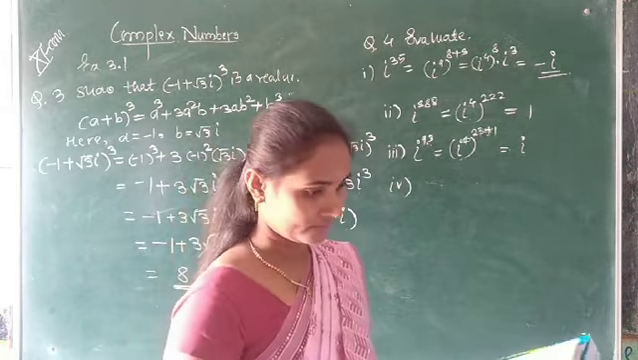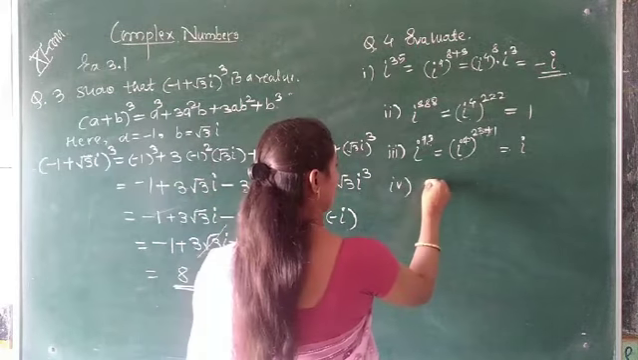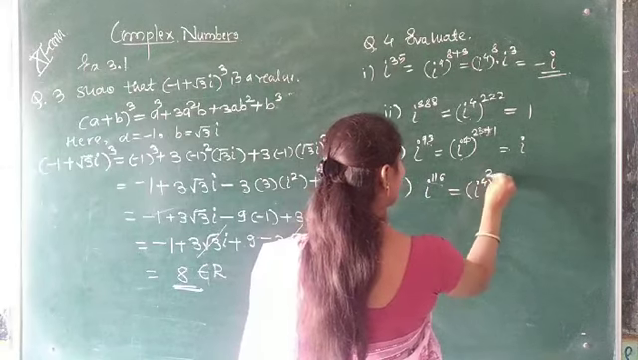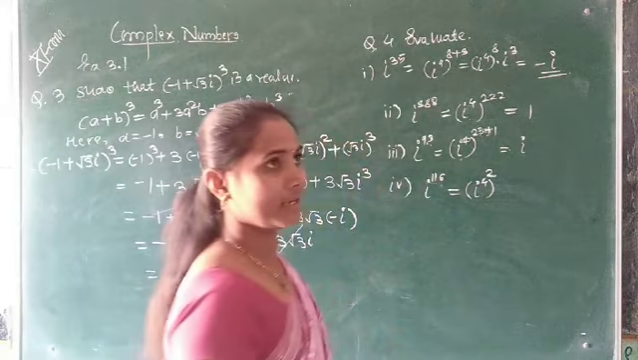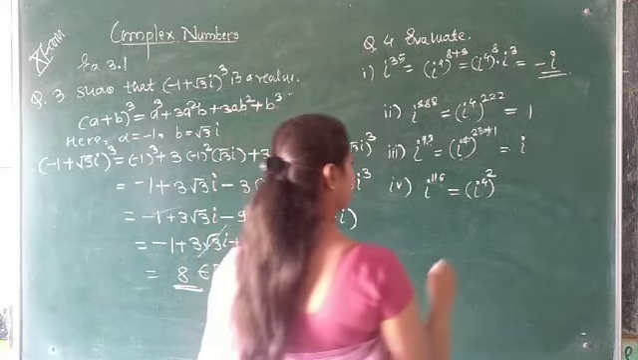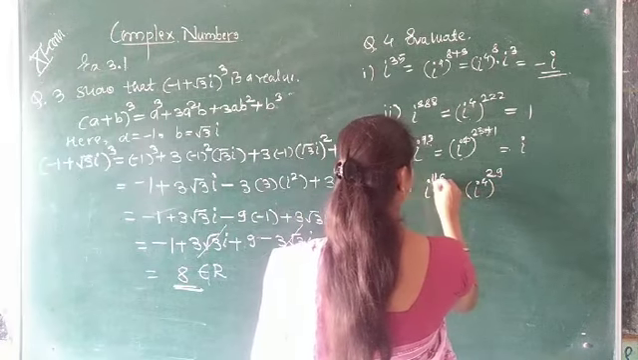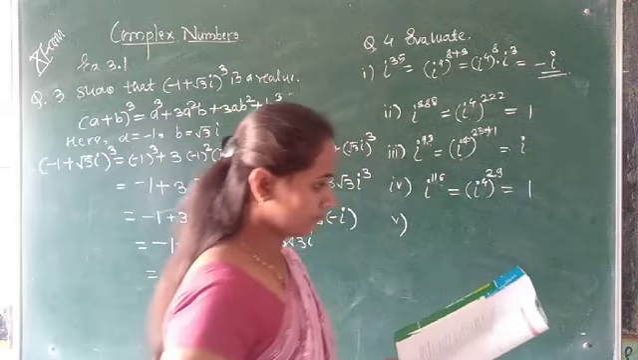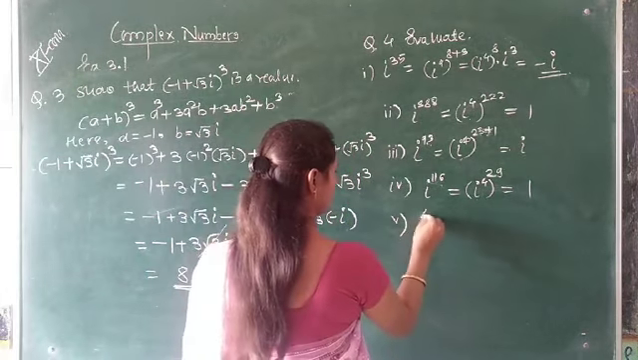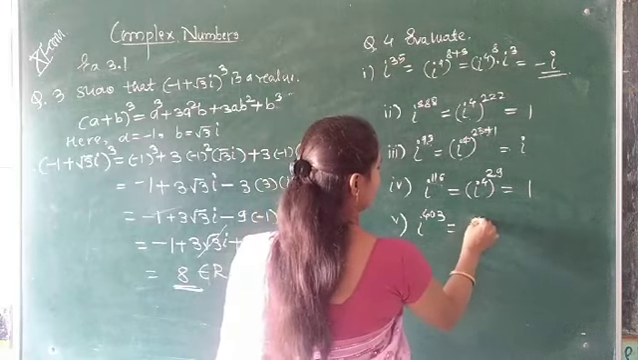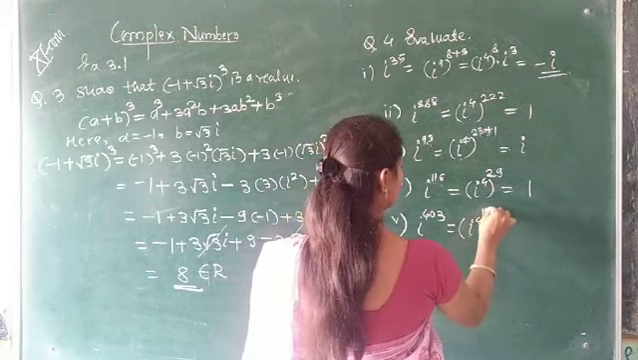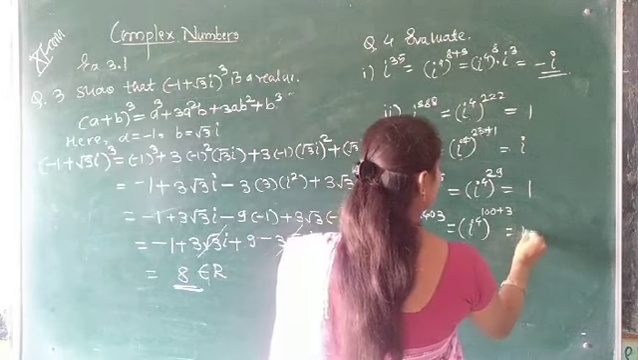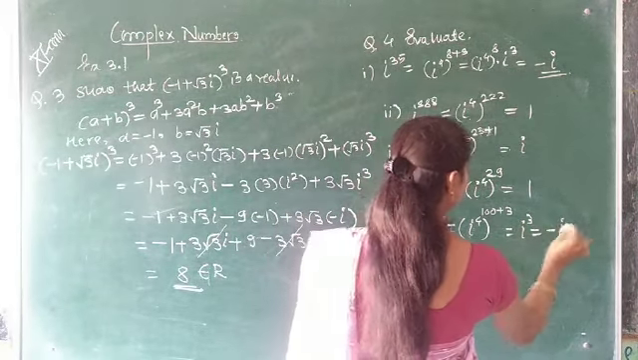Next, I raised to 116. I raised to 4. Again 4 to the 8. Here carry 3. Again it is 4 9s are 36. Again answer is 1. Next one. I raised to 100 and 403 is equal to I raised to 4, that is 100. 100 into 4, 400, and the remainder is 3, that is I cube, which is equal to minus I.